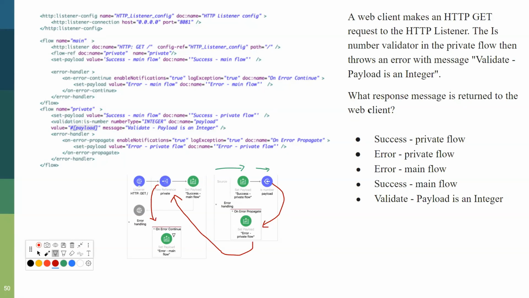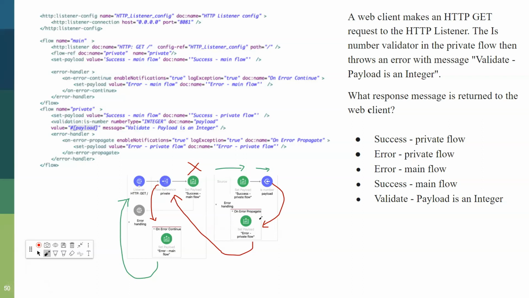Now this is on error continue, and on error continue is read in green out, or it resolves it. So from here, it will go to here as success. However, once it comes from the flow reference to this error handler, does it continue to this processor? Yes, I think it continues. This one is on error propagate. If this is on error continue, yes.